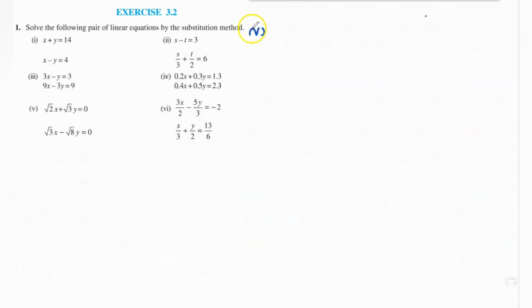The question number 5 is root 2x plus root 3y is equal to 0. Let it be the first equation. Next, root 3x minus root 8y is equal to 0 is the second equation. Let it be the second.